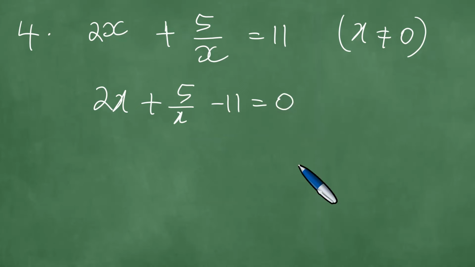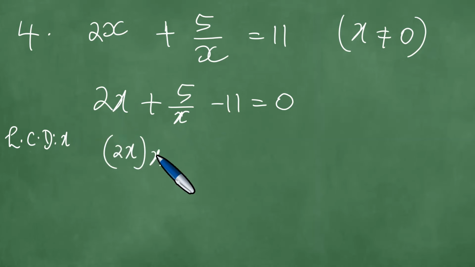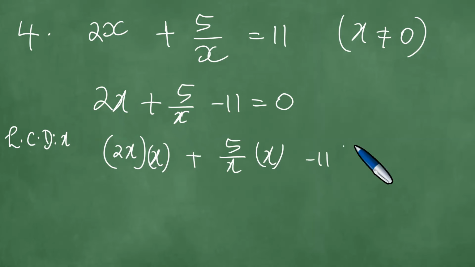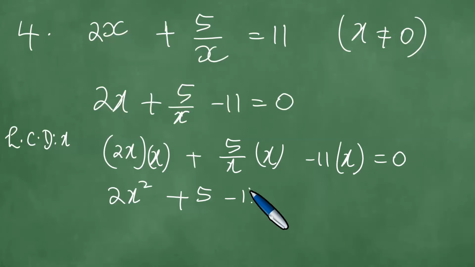So obviously, we always do this first. It's a very important step to transpose all the terms to one side of the equation. And then we think of what to do next. We can consider what you call the LCD. The LCD is x. If the LCD is x, you take the 2x and multiply it by x. Then you also have 5 over x, you multiply it by x. You also have minus 11, you multiply it by x, and the result is 0. At which point we realize that twice x squared, x cancels x, giving us a 5 minus 11x equals 0.